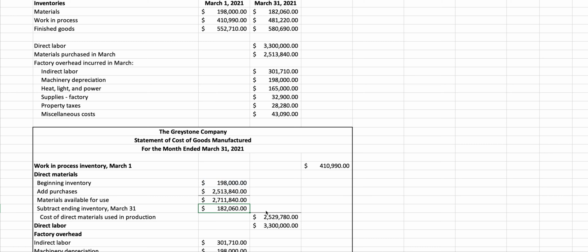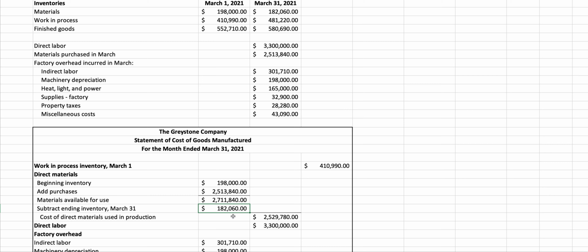So throughout the month of March, we had $2.7 million of materials available for us to convert into a finished product. Now we want to go in on March 31st and conduct an inventory of direct materials. That's where someone would go into the warehouse, do their count, and calculate it out based on how much each one of those pieces of material cost to purchase.